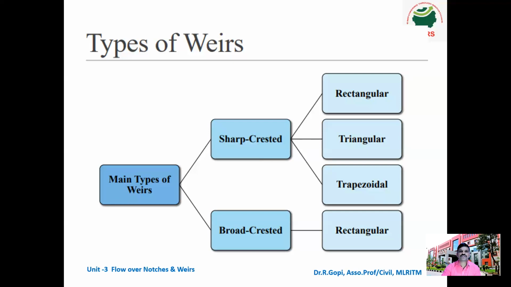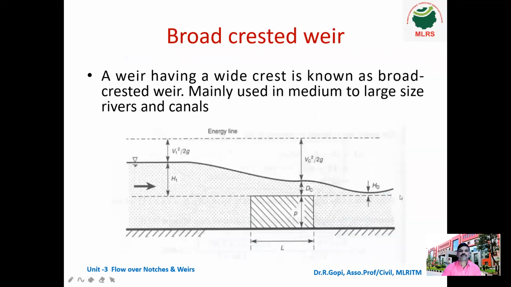According to that, in sharp crested weir there are three categories that we already saw: rectangular weir, triangular weir, and trapezoidal weir. In case of broad crested weir, only rectangular weir is there. Okay, so next, coming to the broad crested weir. What is meant by broad crested weir?